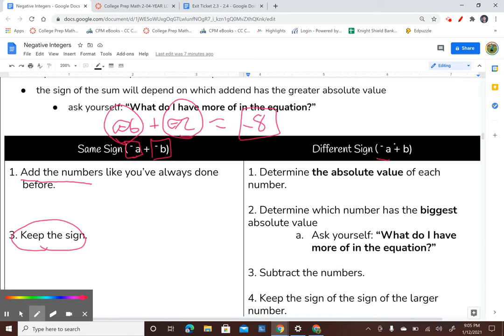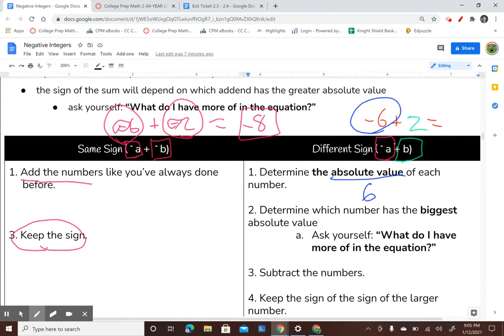And then we can think about if we have a negative number plus a positive number. And in this case, let's say we had +2 and -6. So how we determine what our answer is going to be here is by looking at the steps below. First, we're going to determine the absolute value of these two numbers. Now remember, absolute value, that's referring to the distance from 0. So -6 on a number line is 6 places away from 0, and 2 on a number line is 2 places away from 0.